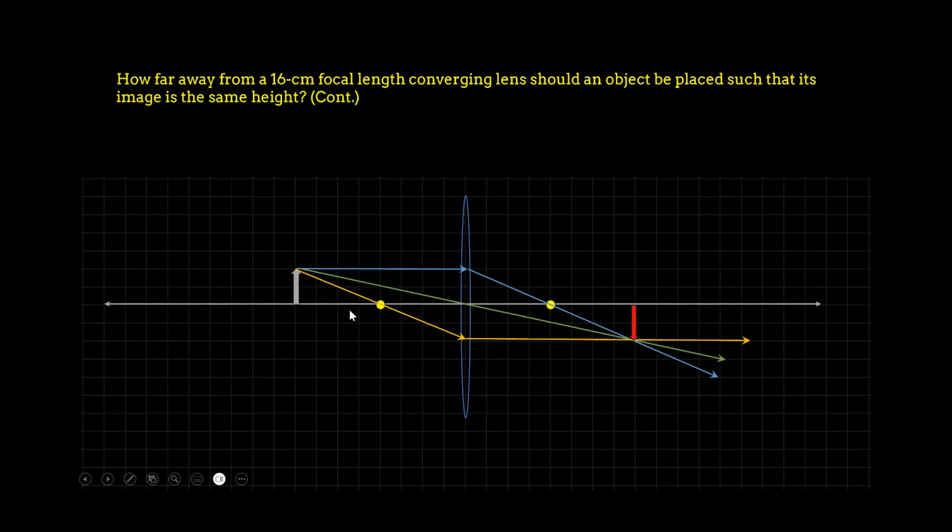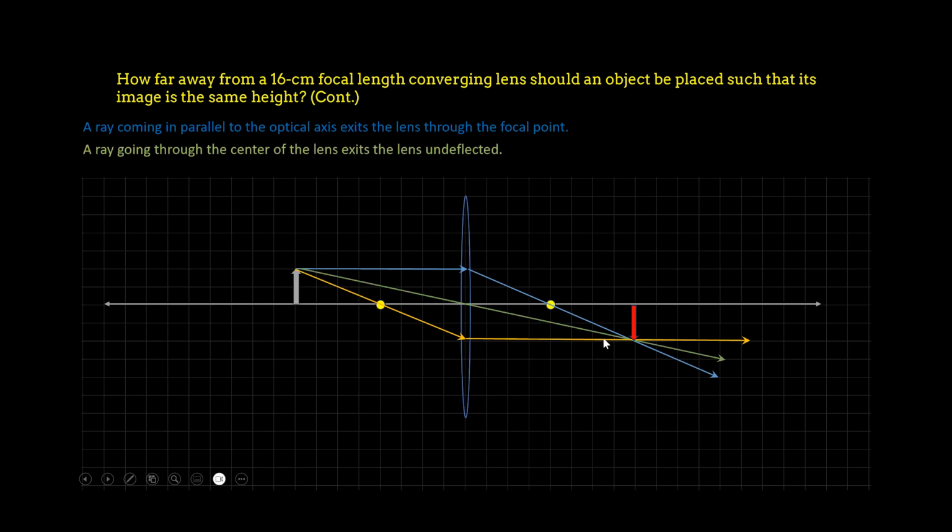So here it is again. The blue ray parallel from the tip goes through the focal length. The green one through the center continues. The orange one, through the focal point, hits the lens, comes out parallel. They all meet here. The image is inverted and real and the same size as the object.